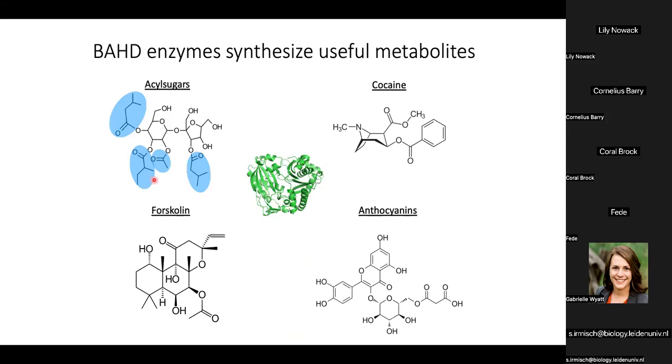So I came into this through acyl sugars, but BAHD enzymes are really wonderful enzymes, and they're capable of catalyzing a really diverse set of chemistries. So you have these simple acyl sugars with sucrose and acyl chains, but BAHDs are also responsible for the synthesis in plants of a lot of different molecules. So you've got cocaine, where an aromatic group is added to an alkaloid. You have terpenes like forskolin that get modified by BAHDs. This is a cyclic AMP stimulator, which is, I think, in clinical trials in the US. And you also have anthocyanins, which get modified by BAHDs as well. In this case, this is the malonylation of the anthocyanin core.